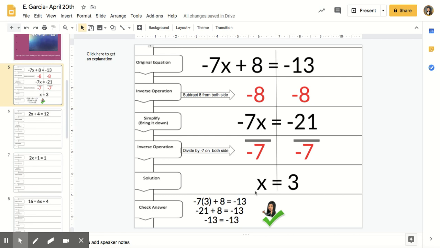But remember, in algebra, we don't write the 1. We just put an x, and that tells us that there's only one x. And then a negative 21 divided by a negative 7 would give me a positive 3.